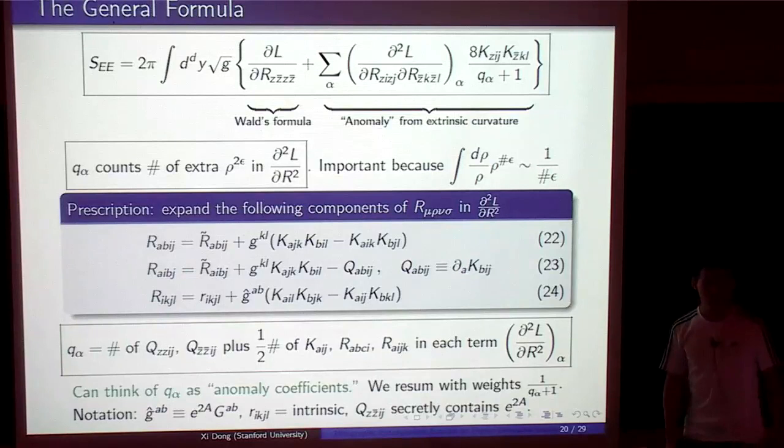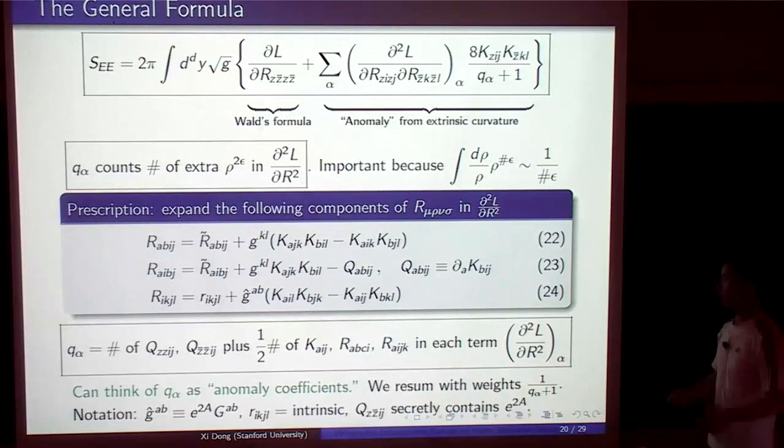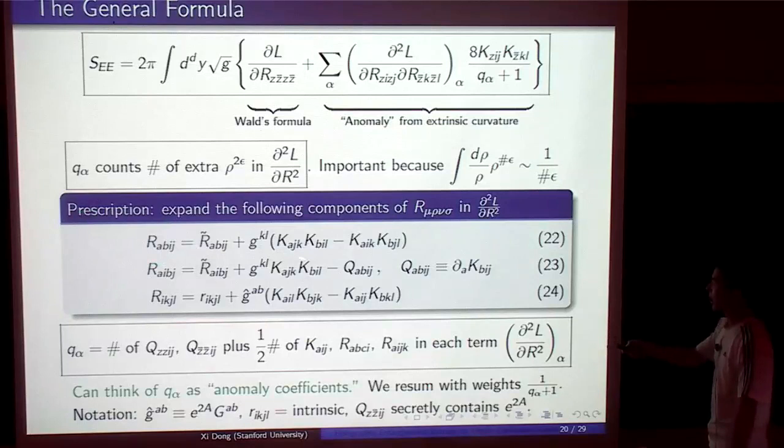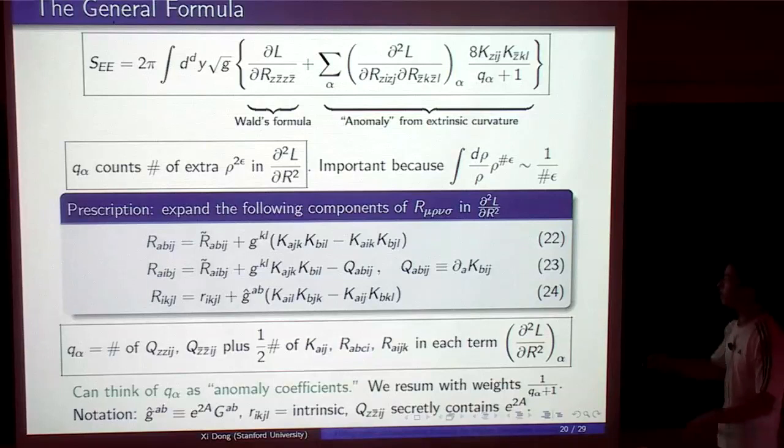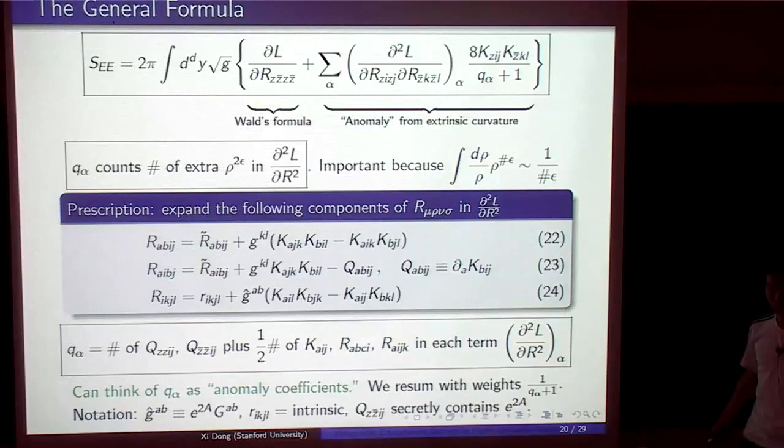So this is something that can be done very explicitly for a given theory. For example, if you give me a Lagrangian, this can be done very, very efficiently. And in particular, one doesn't really need to know what these R tildes are. One can write it out, but it's not necessary for this purpose. If you want your final result to be written in terms of the Riemann tensor and the extrinsic curvature, you take possible components of the Riemann tensor in the second derivative of L, you decompose, and then you resum using the weights, and then you can replace R tilde using this equation again and get a final result, which is nice. So you don't really need to know what it is, although you can write it down explicitly. And in some sense, these Q alphas can be thought of, very loosely, as anomaly coefficients.